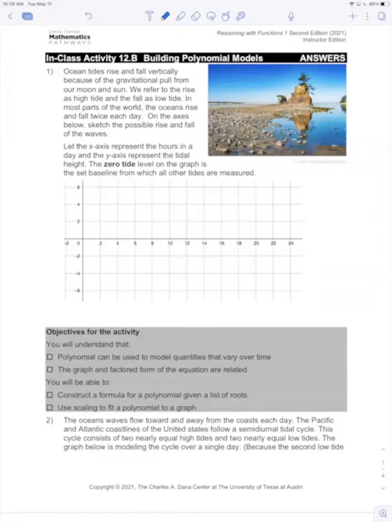In-class activity 12B, building polynomial models.